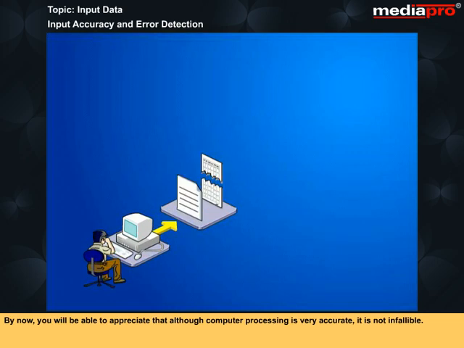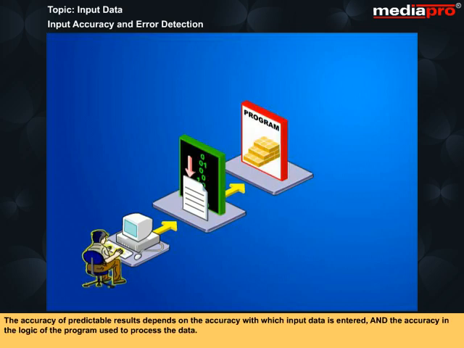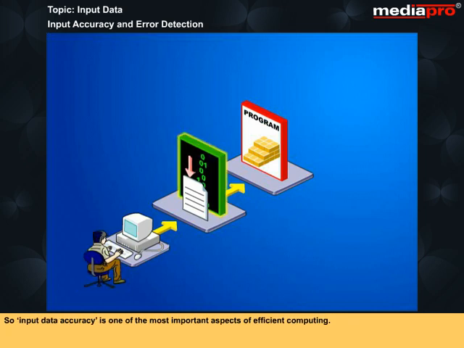By now, you will be able to appreciate that although computer processing is very accurate, it is not infallible. The accuracy of predictable results depends on the accuracy with which the input data is entered and the accuracy in the logic of the program used to process the data. So, input data accuracy is one of the most important aspects of efficient computing.